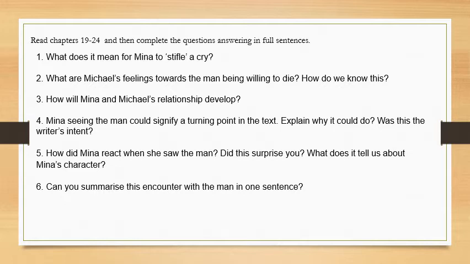So number 1, what does it mean for Mina to stifle a cry? Number 2, what are Michael's feelings towards the man being willing to die? How do we know this? Number 3, how will Mina and Michael's relationship develop? Number 4, Mina seeing the man could signify a turning point in the text. Explain why it could do. Was this the writer's intent?